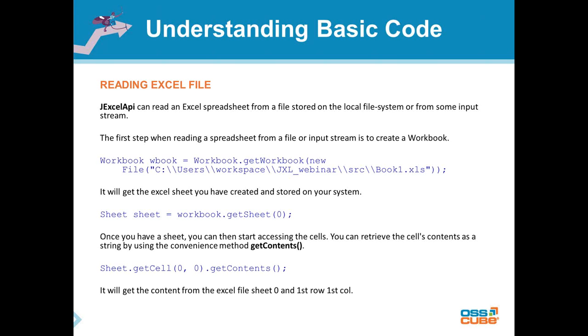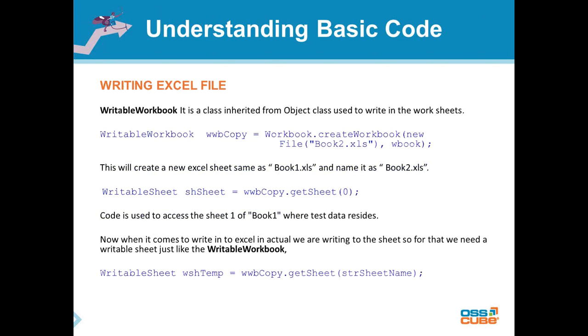Now moving forward, we have writing an Excel file. Once we are done with the reading part, we move to the writing part. For writing we will use WritableWorkbook. What we are going to do is copy the Book1 content to Book2 and then start processing on Book2.xls. So after the execution, we will have two files. One is Book1, which is for the test data, and another is Book2, which is basically the reporting. To copy, you can use this code where I'm using the method createWorkbook, and I'm passing book2.xls, which is the name of the new file.